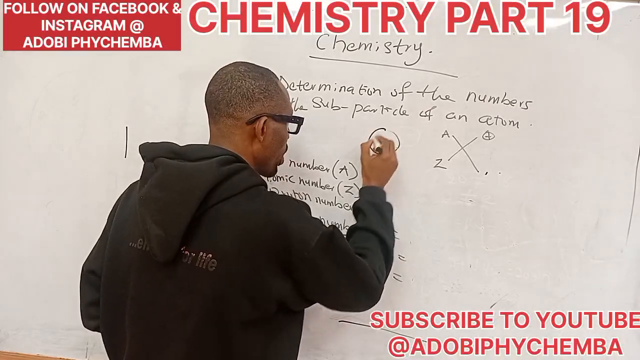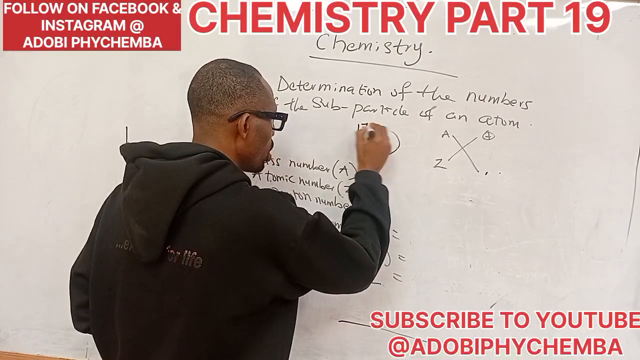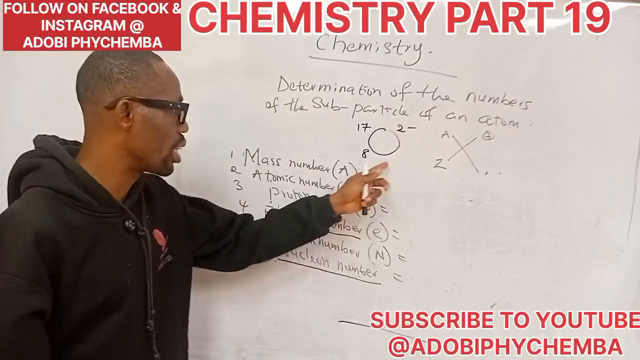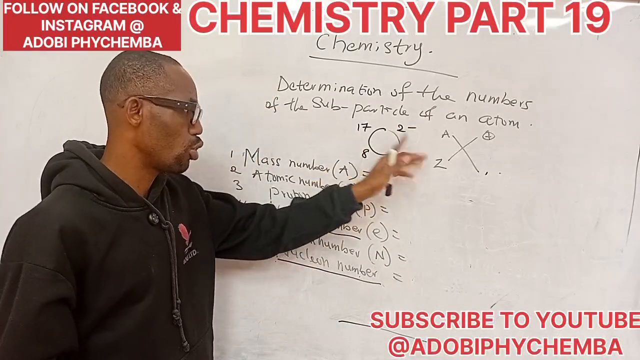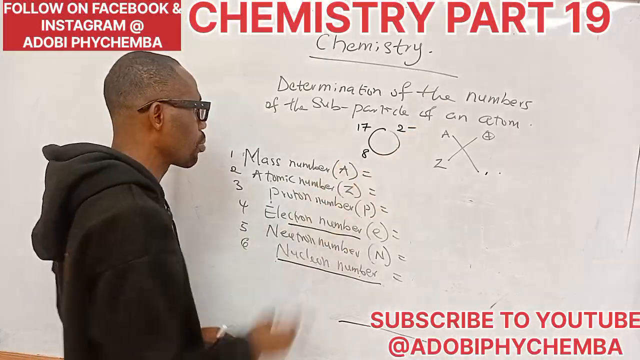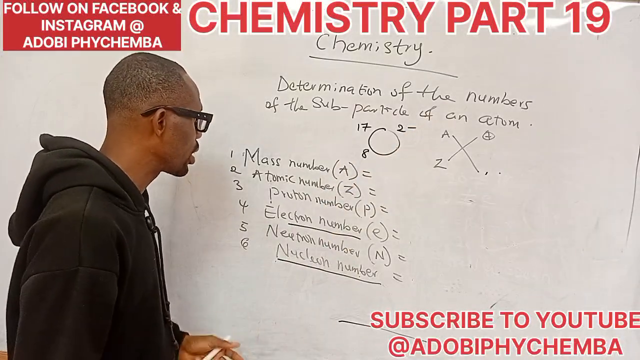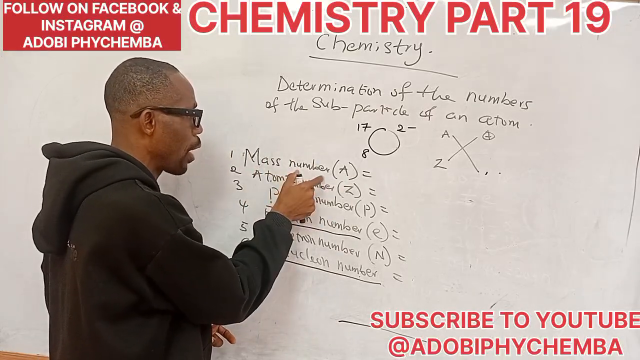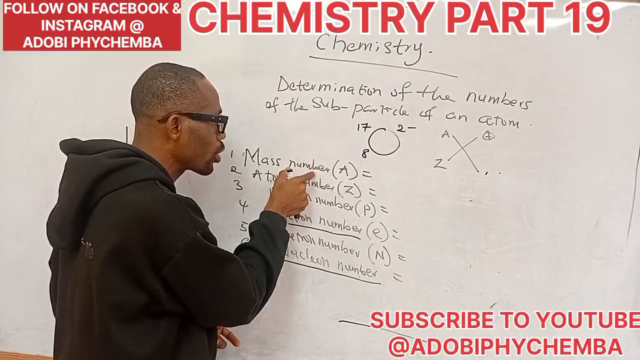So let's say we're given O-17, 8, and here is 2 minus. Let's say we're given this now, 17, 8, and 2 minus. The other one was 2 plus, and this is oxygen. Now, in this case, they are asking us, what is the mass number? Now, what would the mass number be?